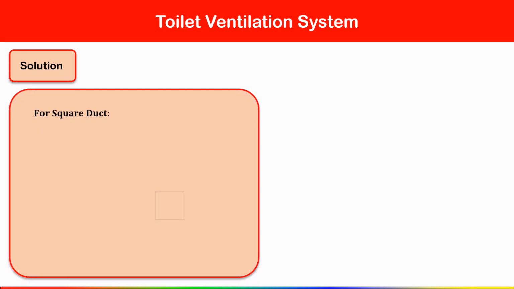Correct, everyone? Now suppose you have selected a square duct. For that, we know that for a square all sides are equal. So here I have taken the side as small a, and for a square all sides are equal. So the area we have calculated is 0.44 square feet.